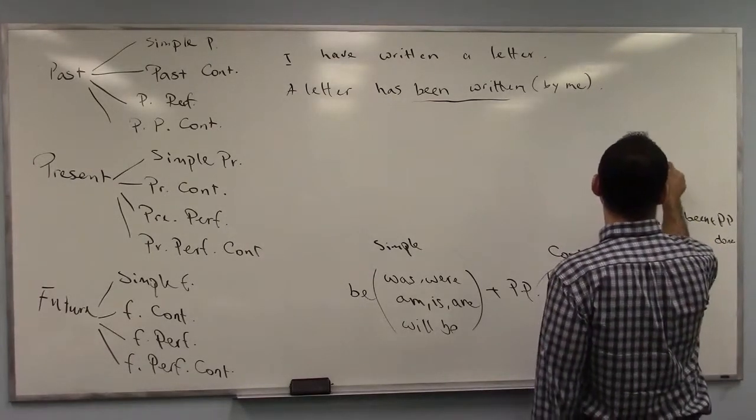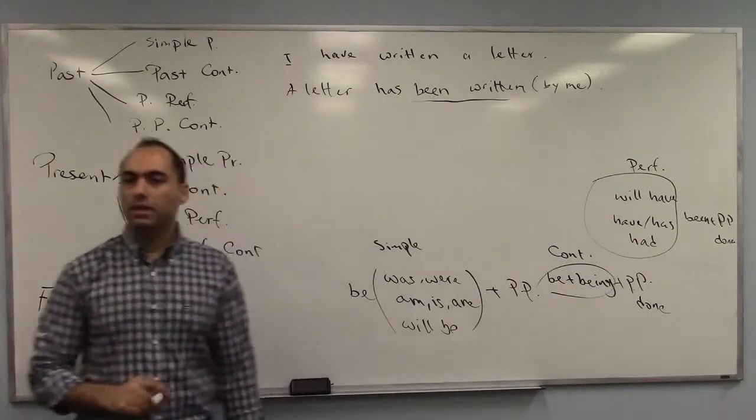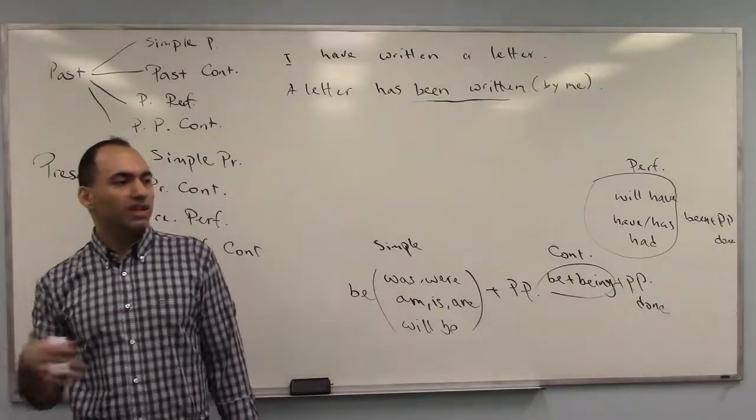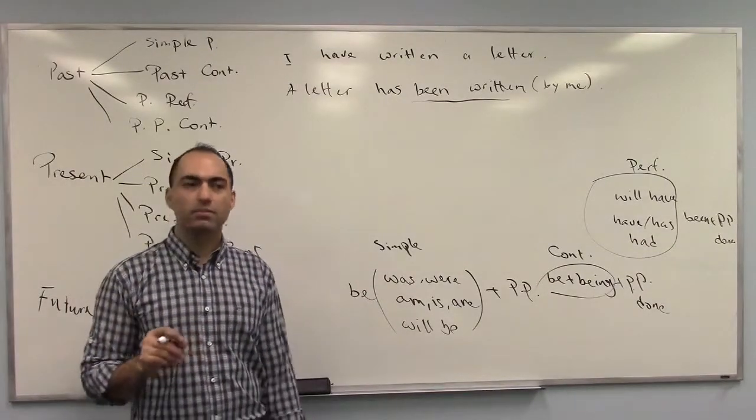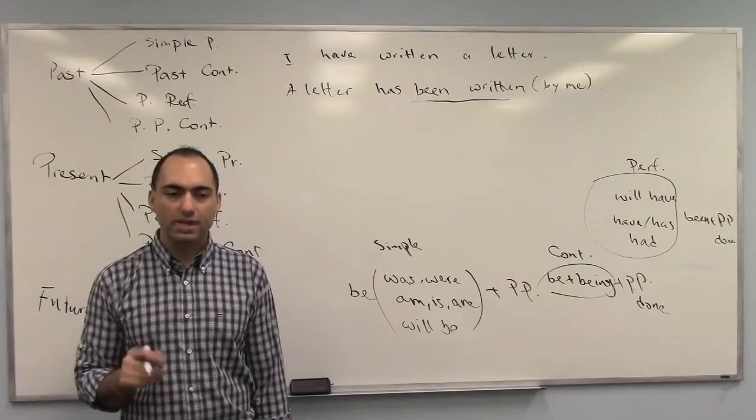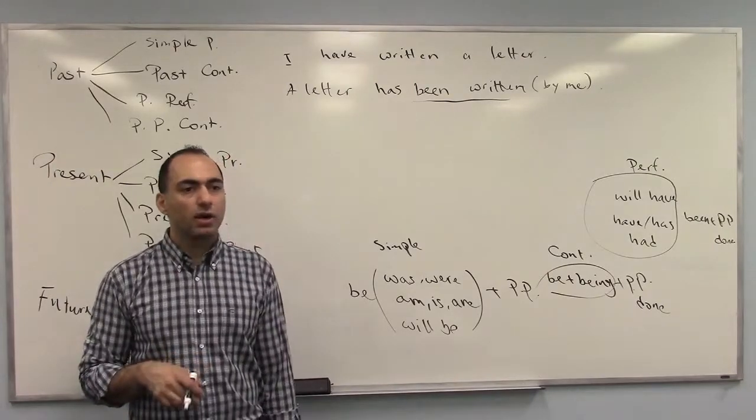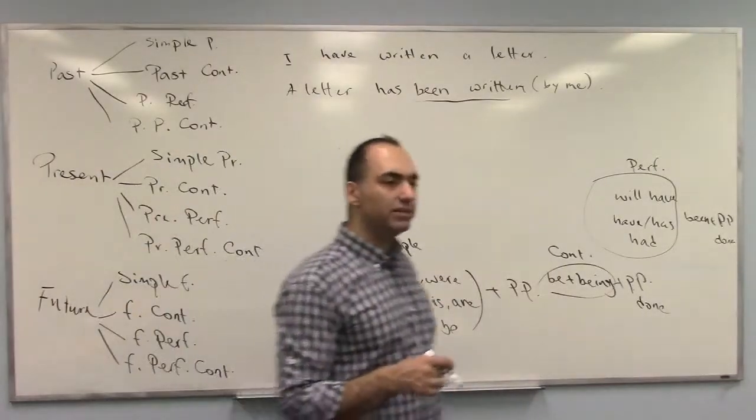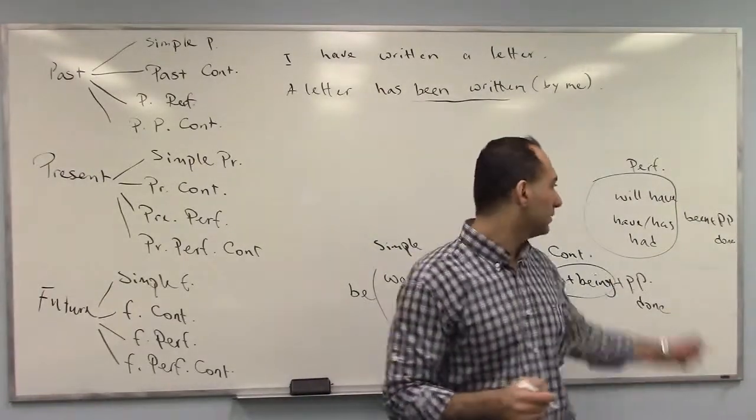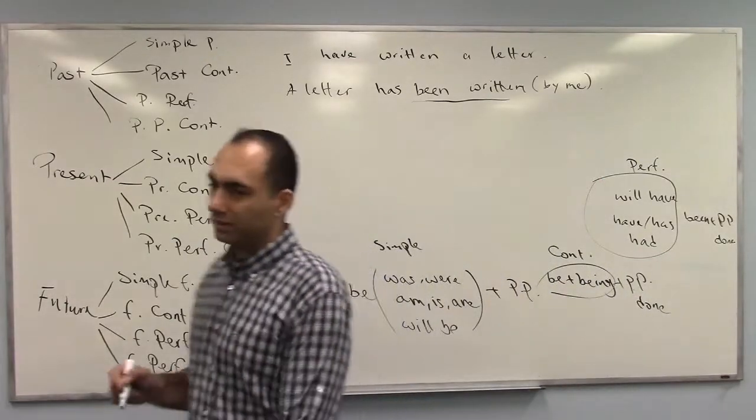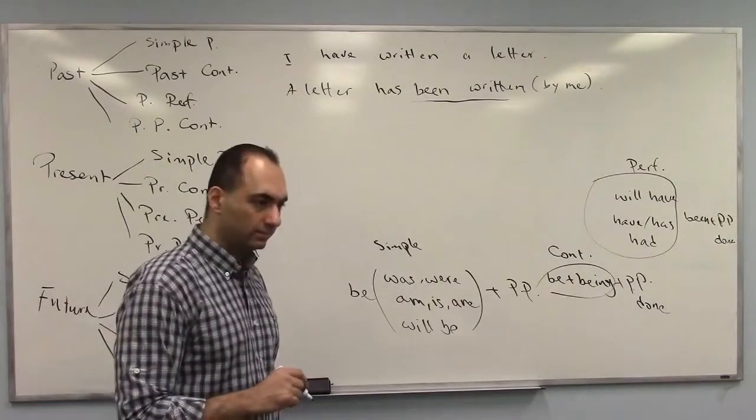So perfect tenses: have or has been done, will have been done, had been done. Perfect. I have written a letter. A letter has been written. I will have written a letter. Future perfect, the hard tense. The letter will have been written. You add one been. Will have been written. I had written a letter. The letter had been written.